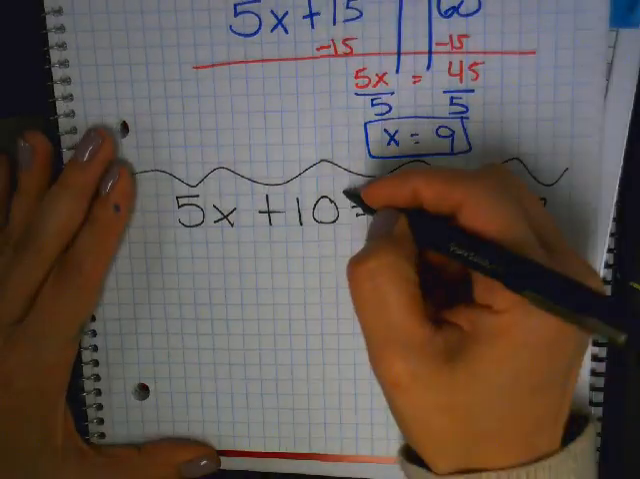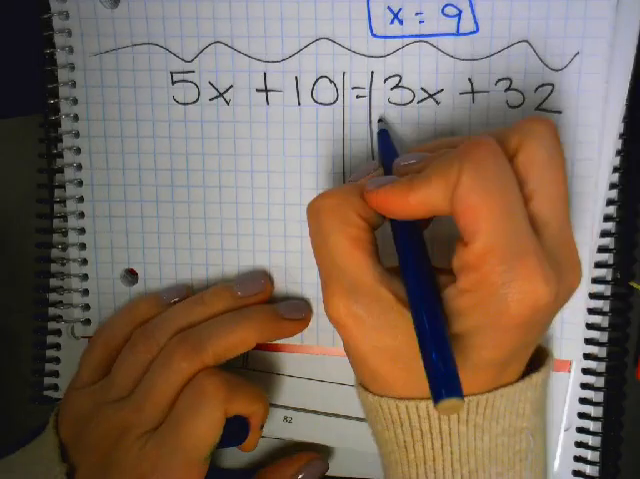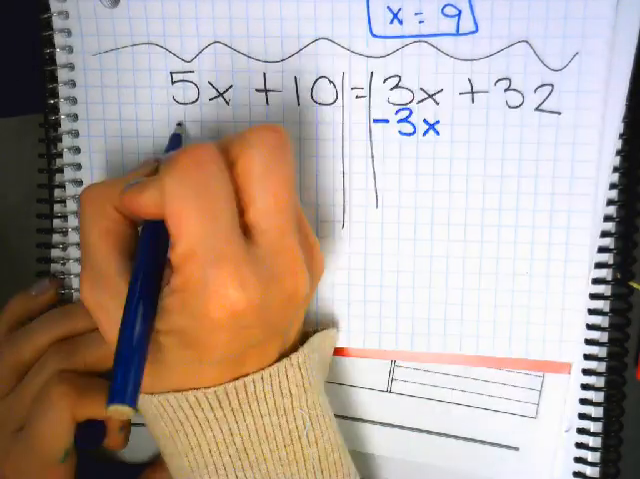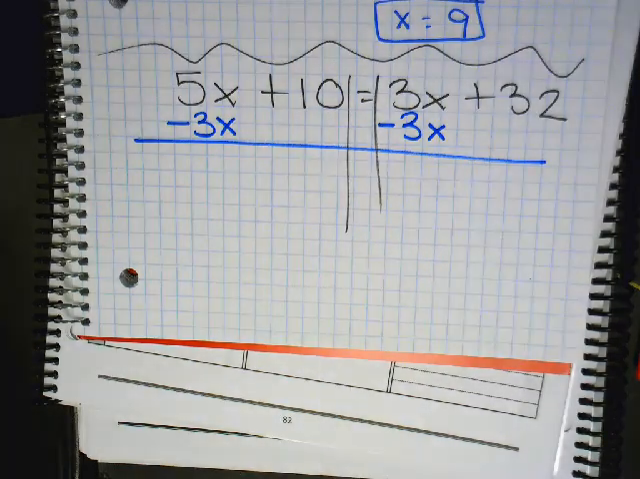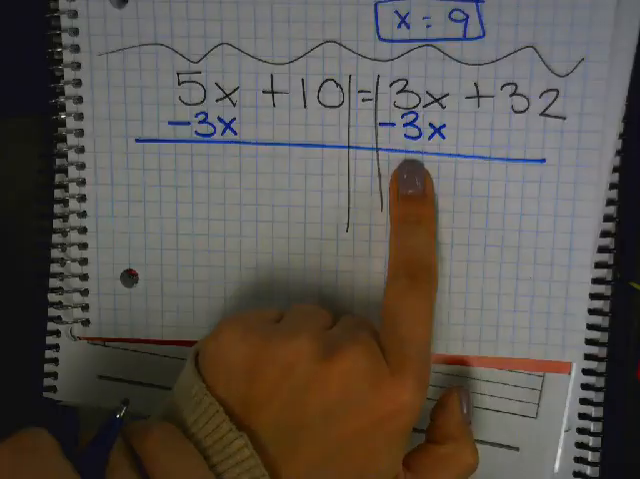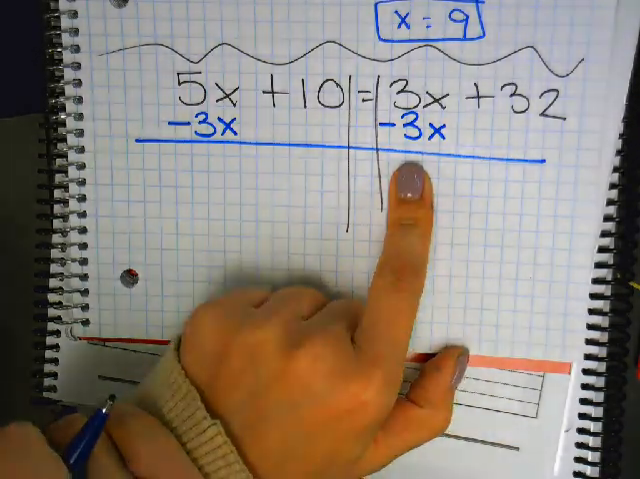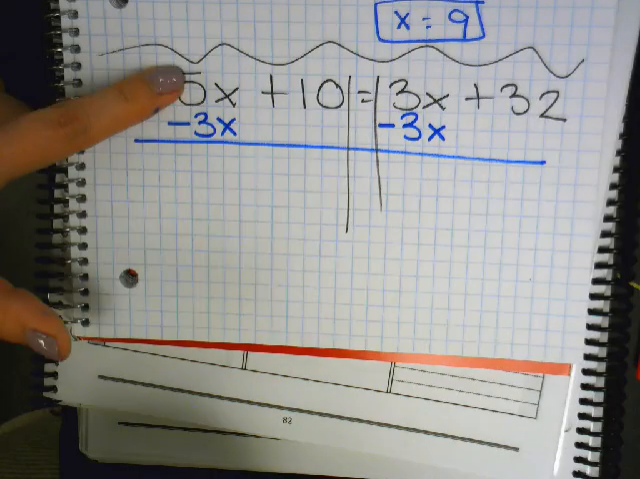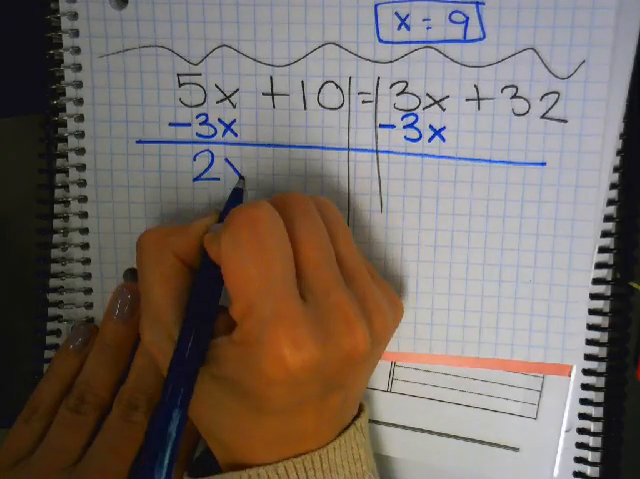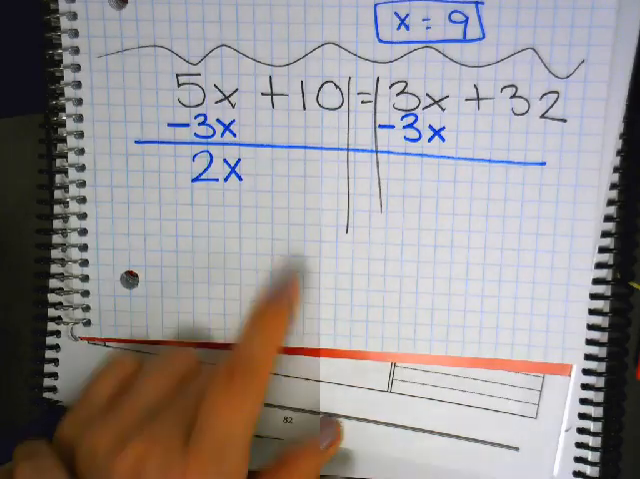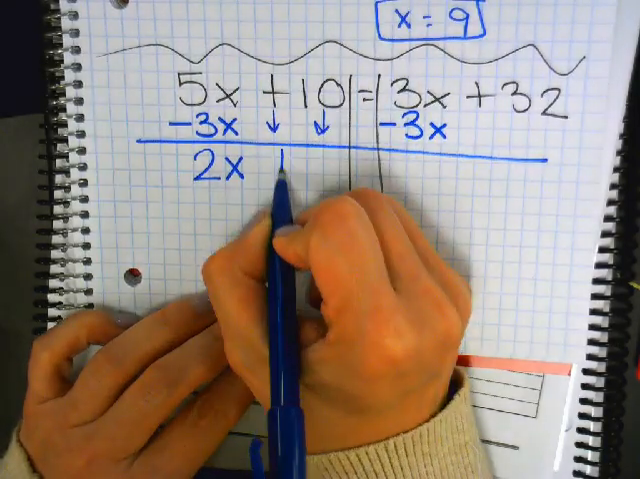So, yes, we are moving the 3x. How? Mathematically, we're going to subtract 3x on both sides. Why? Because I want this to be 0. Want it to go away. All right? What's 5x minus 3x? 2x. Now, did I do anything with the plus 10 yet? No. So we just bring it down.